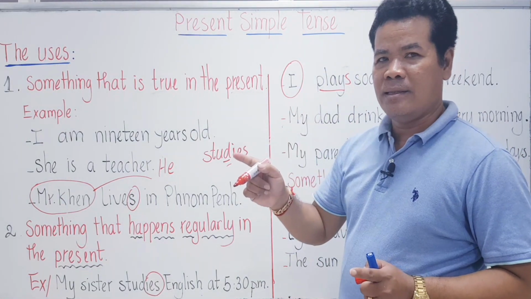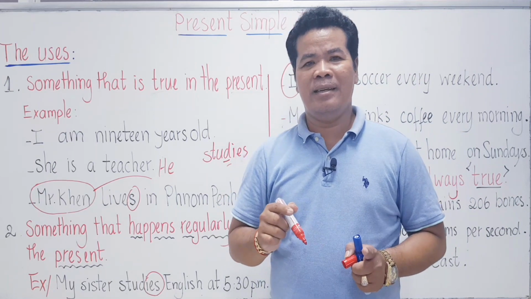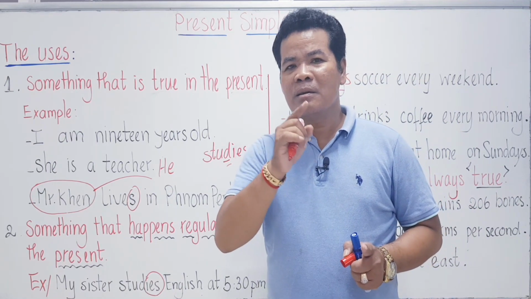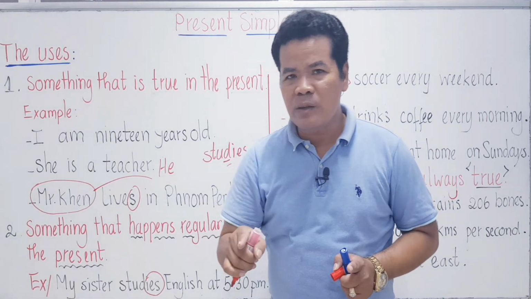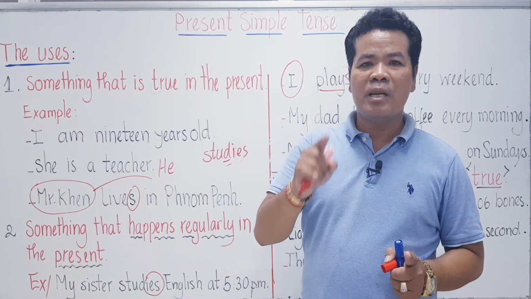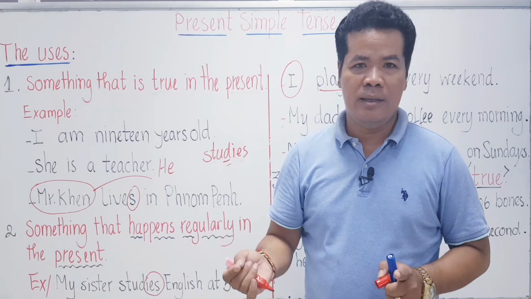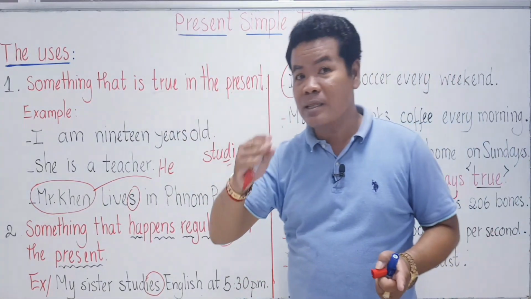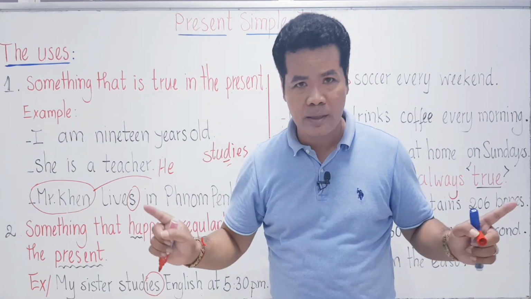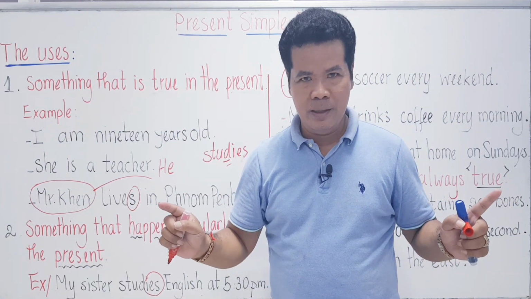Verb plus S or ES is not just used with the present simple. It is used with the present simple and also the subject third person singular. So what happens if we use the present simple, but the subject is I, we, you, and they? There is no S. Remember?